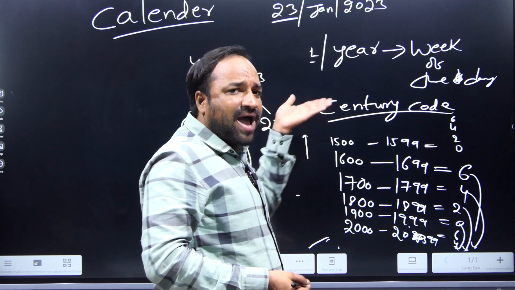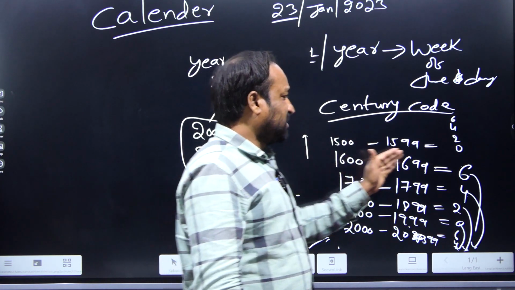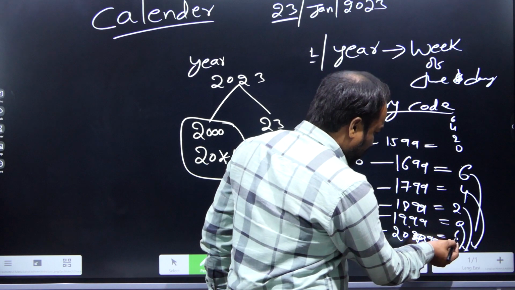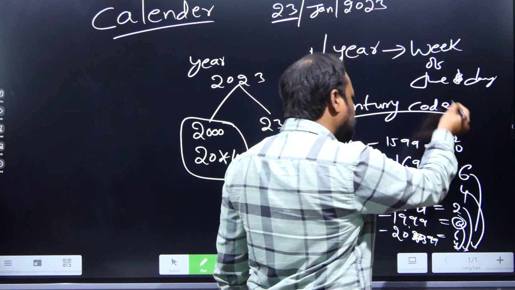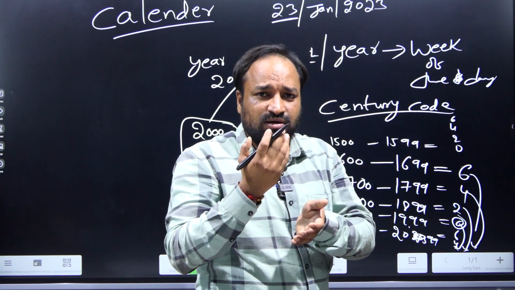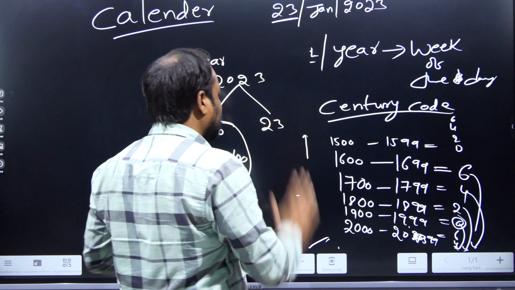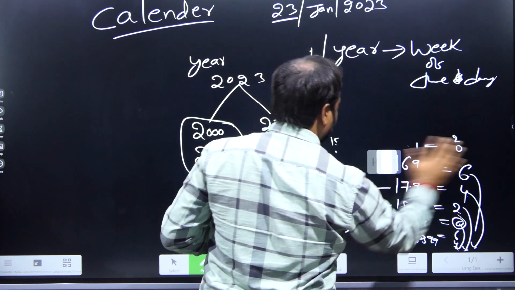When we are moving back, the back year is 1500 to 1599. Our century code is 0 because the value above the 6 is 0. So 0, 2, 4, 6, like that, the century codes will follow a cyclic process. Now we are completed with century code. I am erasing the century code. Now see here.